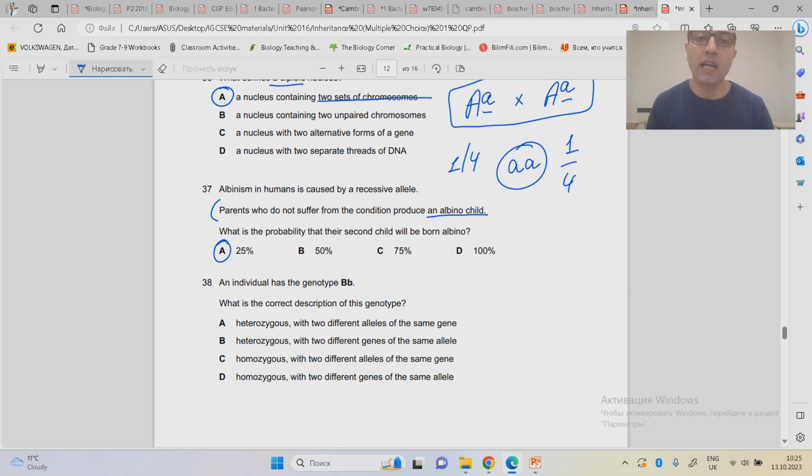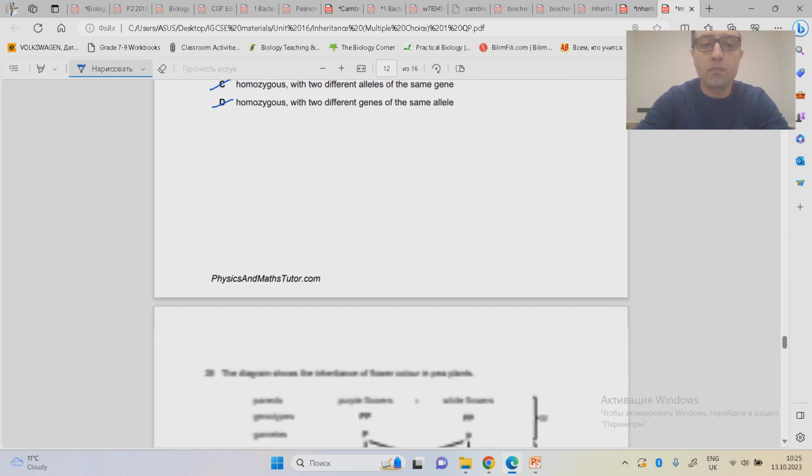38. An individual has a genotype capital B, small b. What is the correct description of this genotype? Of course, this is heterozygous. So let's eliminate C and D. So they are heterozygous with two different alleles. Yes, actually, the better answer is A. Two different alleles, not different genes.